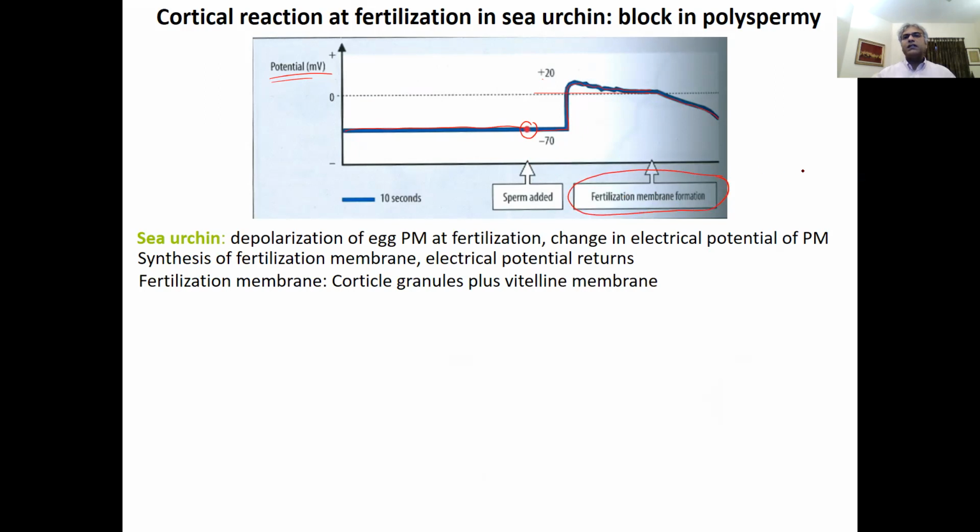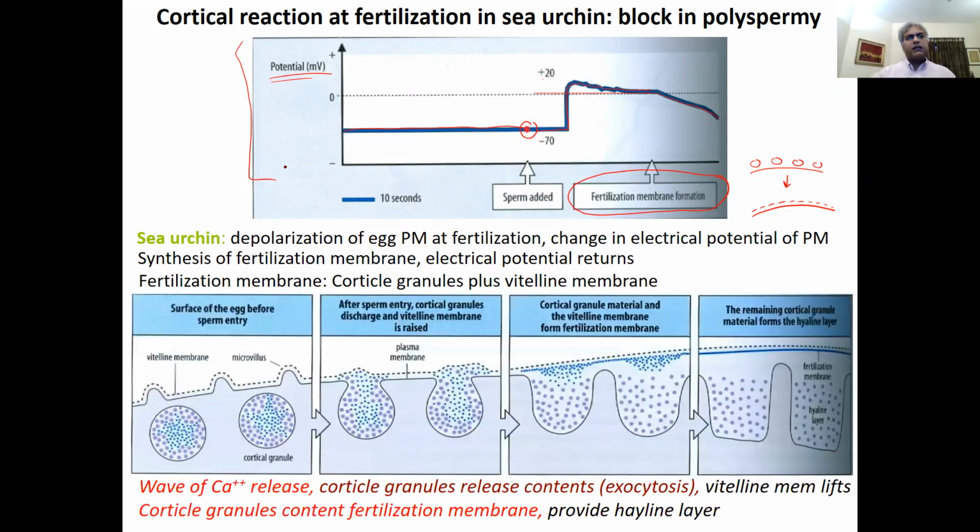And then eventually these cortical granules form a fertilization membrane. We call this fertilization membrane because the cortical granules, which are released, which are now outside the plasma membrane, make a layer which is called fertilization membrane. So this was about the electrical potential after the membrane depolarization. We will see another indication of process of fertilization.